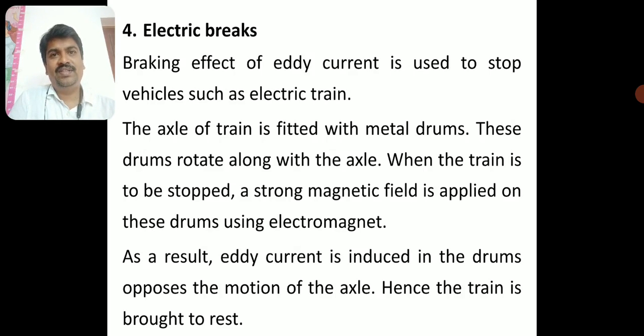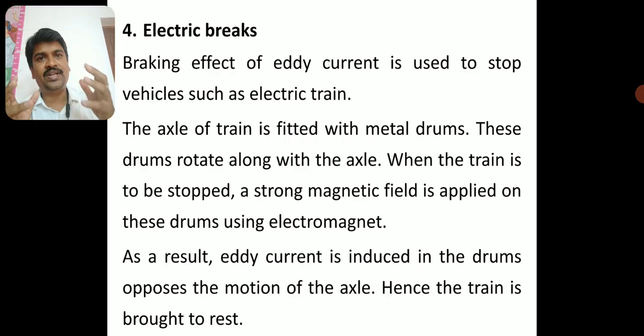The fourth application of eddy current is used in electric brakes. We have seen in trains that this electric brake principle is used, and the idea behind it is eddy current. The braking effect of eddy current is used to stop vehicles such as electric trains. What is actually happening here is, we have an axle of the train which is fitted with metal drums. I am talking about the wheel which is fitted with an axle and with the metal drums. These drums rotate along with the axle.